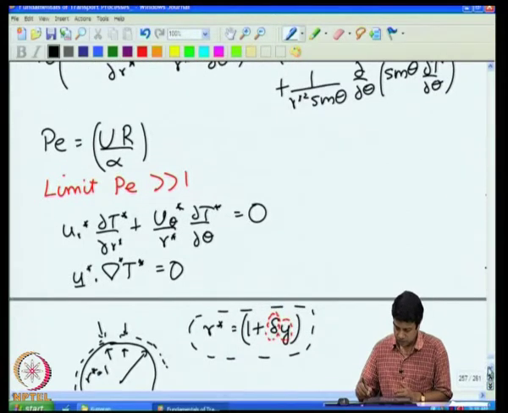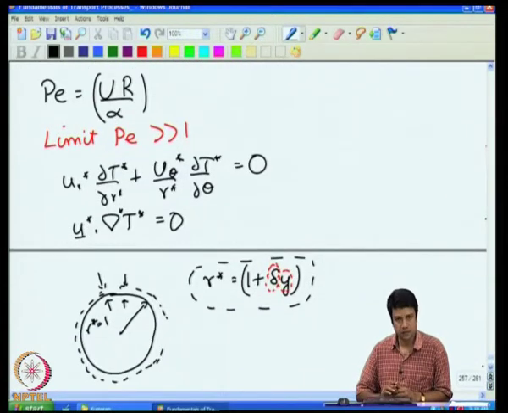And as usual, the problem is that when I neglect diffusion, since there is convection only along the flow, there is no diffusion perpendicular to the flow. At the surface itself, the velocity is equal to 0. That means, when we neglect diffusion, there is no heat transport from the sphere surface to the flow.